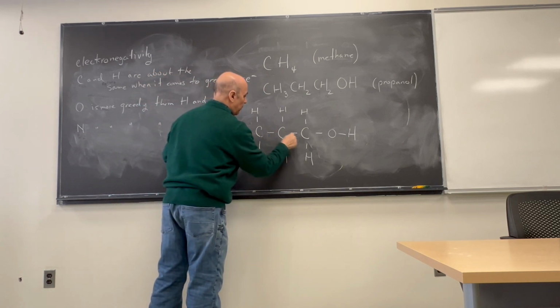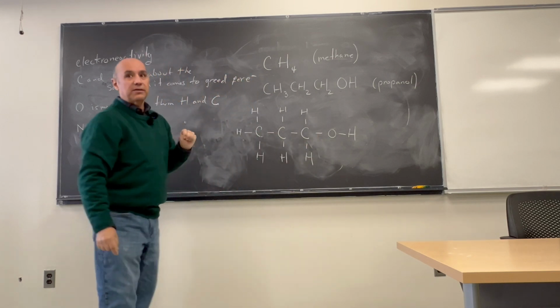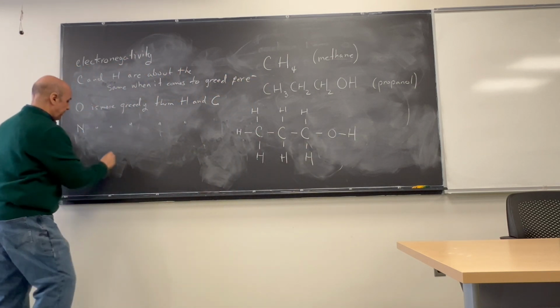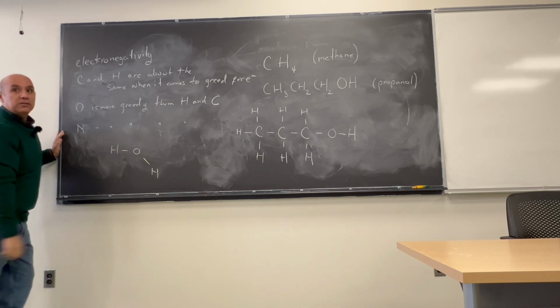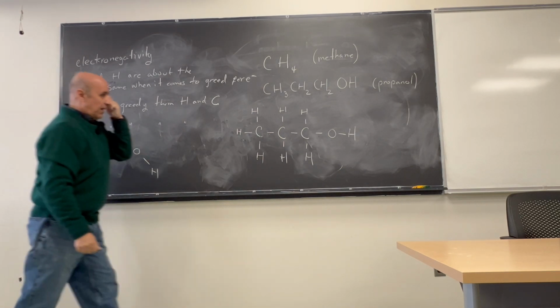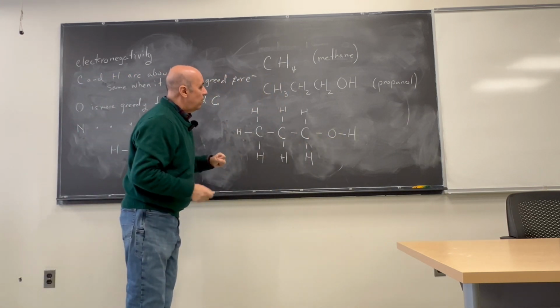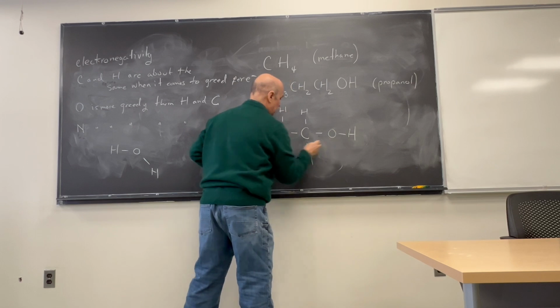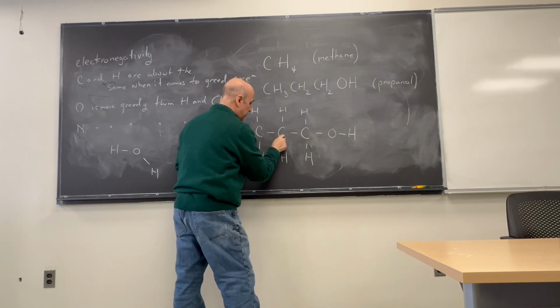1, 2, 3, 4 for that carbon, 1, 2, 3, 4 for that carbon. Now oxygen, just like in water, needs 2 bonds. And there they are, 1 and 2. But we're not done, because we know that oxygen has 8 electrons, just as carbon has.